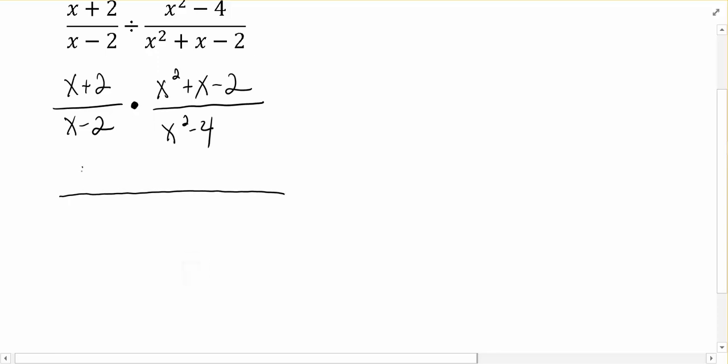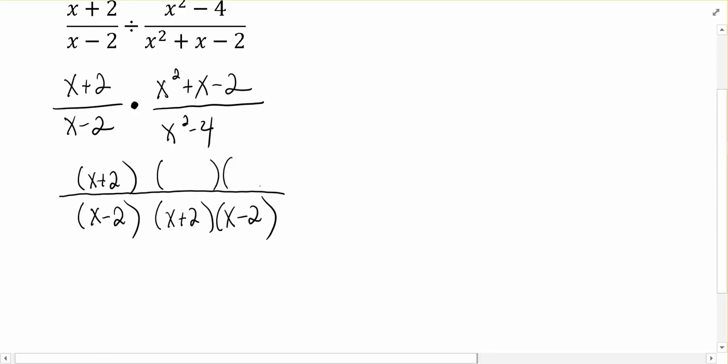So as far as our upper left, that doesn't factor, so it's just a factor of x plus 2. Similarly, the lower left is just x minus 2. The lower right, the x squared minus 4, that's a difference of squares, so that's just going to be our x plus 2, x minus 2. And then the upper right, we're looking for things that multiply to give us negative 2, but add to give us positive 1. So that's going to be positive 2 and negative 1. And that should add together to equal positive 1, multiply to be negative 2.